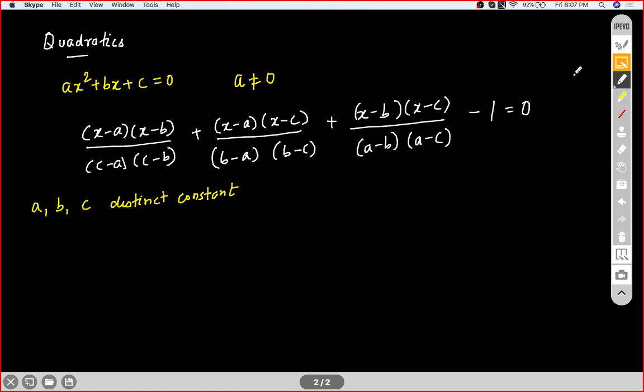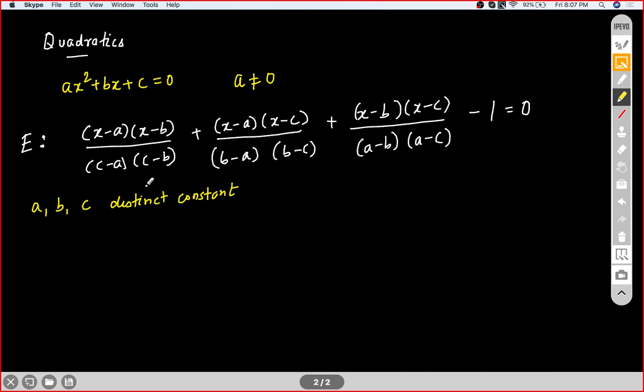Now here, there is something very interesting about this equation. You would see that a satisfies this equation. How? If I put x as a, the first term becomes 0. Second term becomes 0. Third term becomes (a minus b)(a minus c) by (a minus b)(a minus c), which is 1 actually. 1 minus 1 is 0, right? So, first of all, you admit it's a quadratic, because the highest degree of the term appearing here is 2.